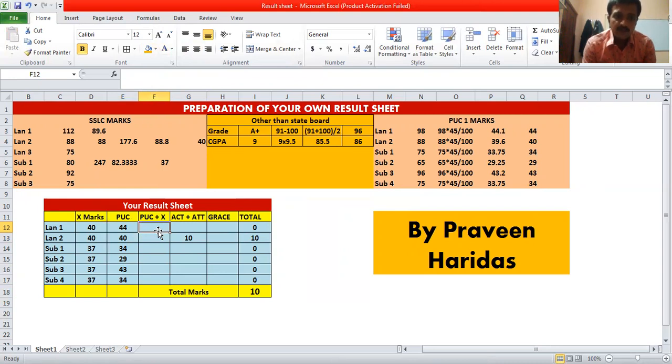And once you're done with this, you need to add your PUC marks plus 10th marks. Okay, so hope you are able to see here. The next step will be adding the PUC and 10th standard marks. The 10th marks will be taken as out of 45, and PUC marks will be taken as out of 45, and whatever is the result, that will be added.